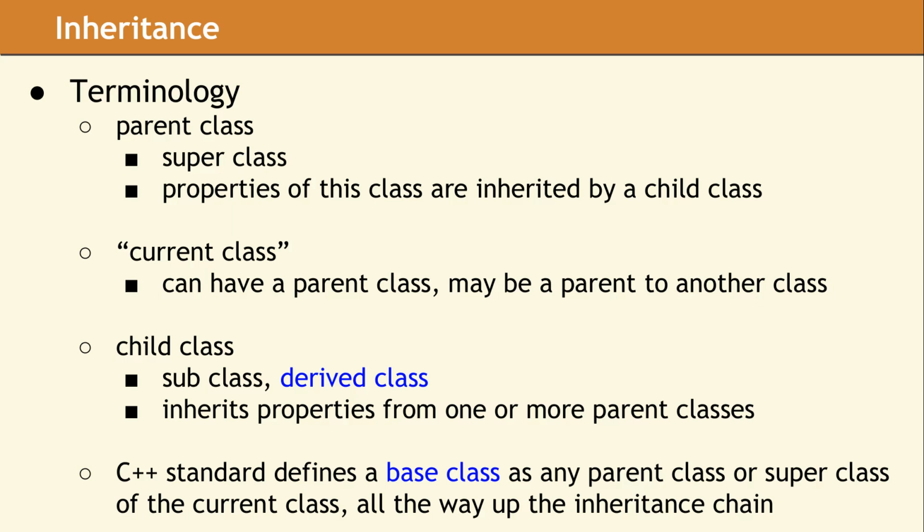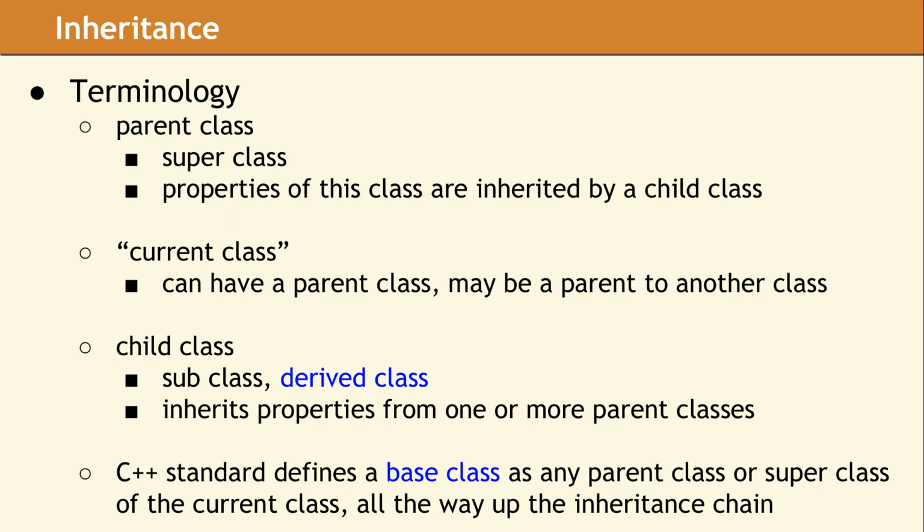A child class is often called a subclass or a derived class. A child class inherits properties from the current class. Since C++ allows multiple inheritance, a child class may inherit from more than one parent. The term base class has several different meanings and is somewhat ambiguous. The normal textbook definition of base class uses it interchangeably with parent class and superclass.